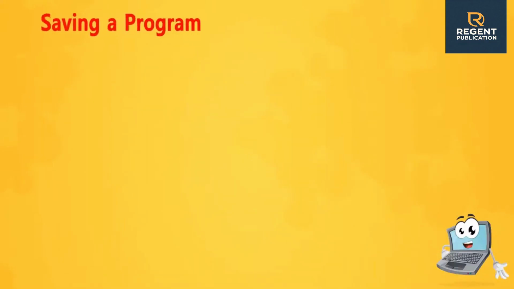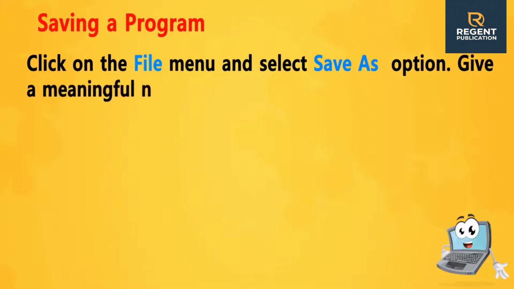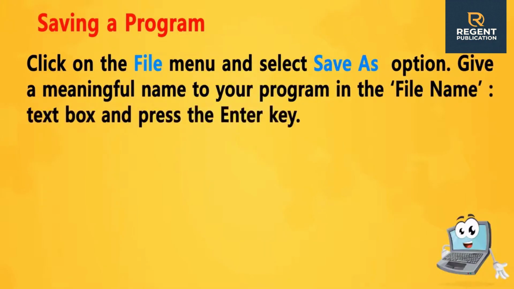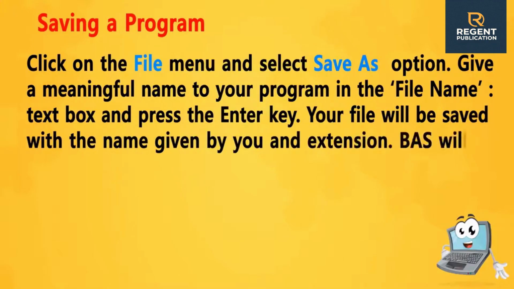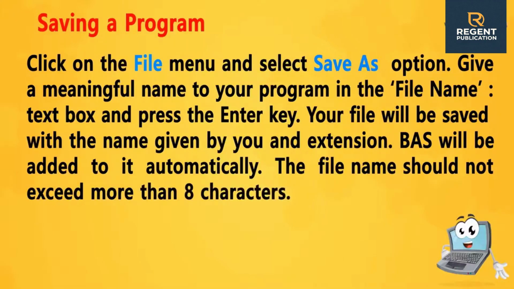Saving a program. Click on the File menu and select Save As option. Give a meaningful name to your program in the file name text box and press the Enter key. Your file will be saved with the name given by you, and the extension .BAS will be added to it automatically. The file name should not exceed more than 8 characters.